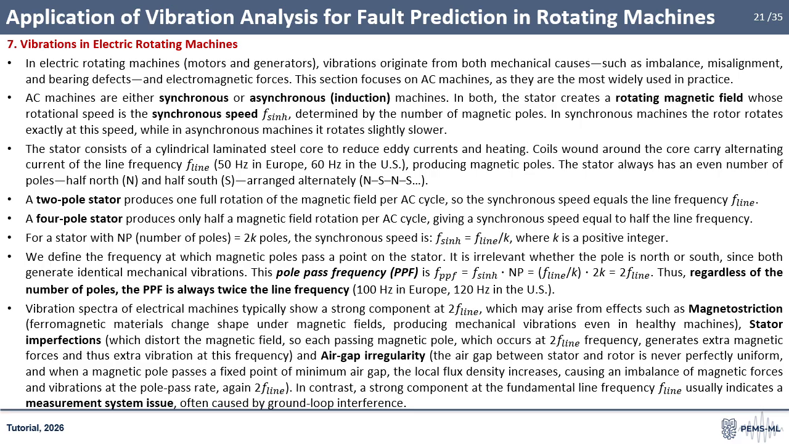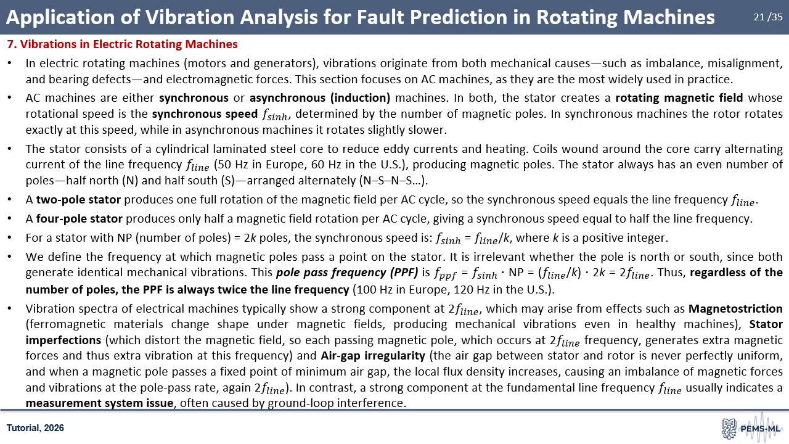The stator is made of a laminated steel core to reduce eddy currents and heating. Coils carrying alternating current, 50 Hz in Europe and 60 Hz in the United States, produce magnetic poles. The stator always has an even number of poles, half of them north and half south, arranged alternately. With 2 poles, the magnetic field completes 1 full rotation per current cycle, so the synchronous speed equals the line frequency. With 4 poles, the field rotates at half that speed. In general, increasing the number of poles reduces the rotational speed of the magnetic field.